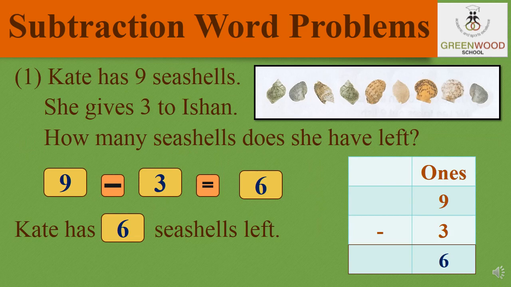Now our last topic is subtraction word problems. Let's see the first example. Kate has 9 seashells. She gives 3 to Ishan. How many seashells does she have left?